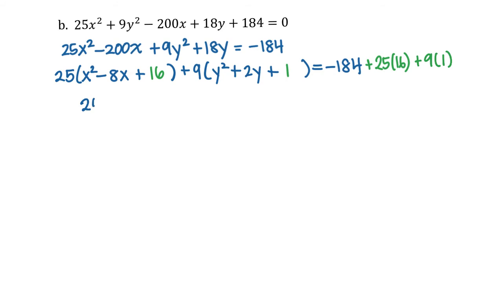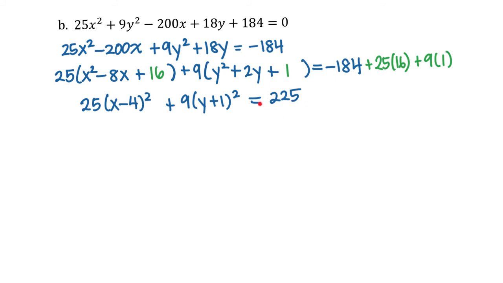Okay, I'm going to keep the 25. I can now factor this into a perfect square. The y squared plus 2y plus 1 also factors. Okay, and then I'm going to add up the right side. I end up with 225. Okay, so this is looking good in terms of the center of the ellipse and the completing of the square.